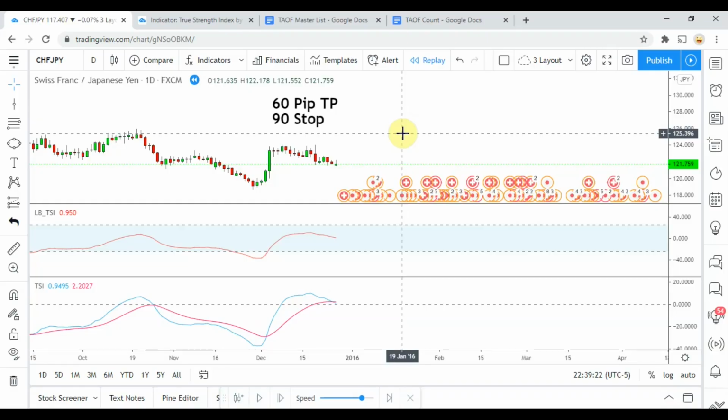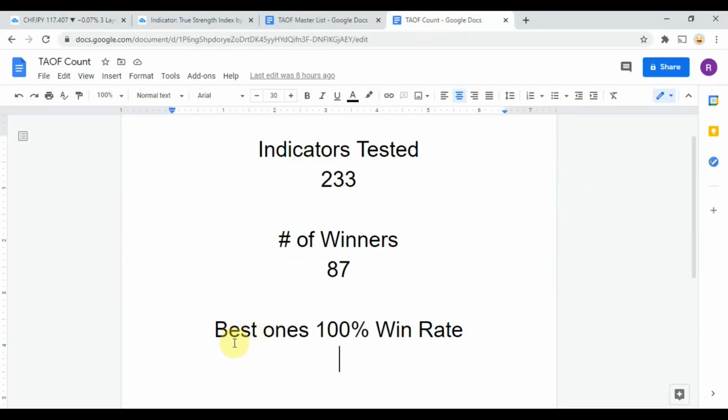Alright, as I said, today we will be testing the True Strength Index indicator. But before we do, I wanted to put the indicator scoreboard up for everyone to see. So to date, we have tested 233 indicators, and out of those 233 indicators, 87 of them have been winners, which means that they have met or exceeded the 60% win-loss ratio threshold that we have set for them.